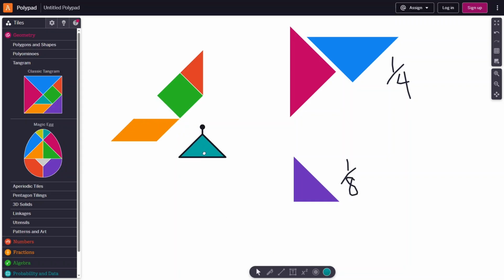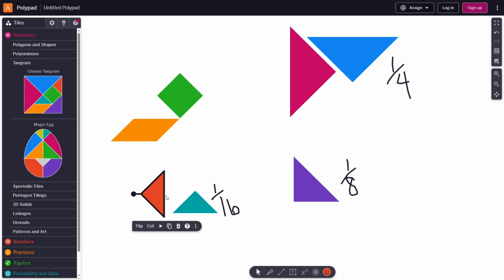What about our smaller triangles? I can look at this and see that it's half of this purple one, half of 1/8. Since it's half of 1/8, this is going to represent 1/16. And that'll be true for the other one that's an equal size.